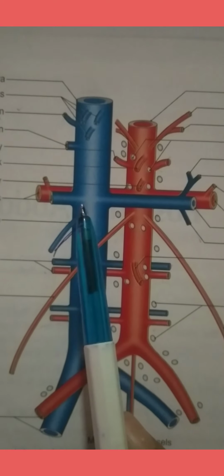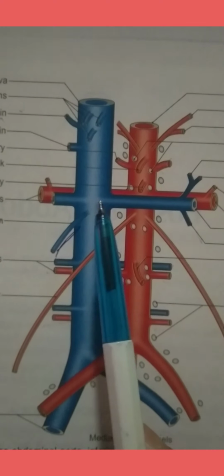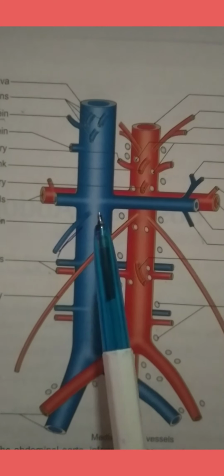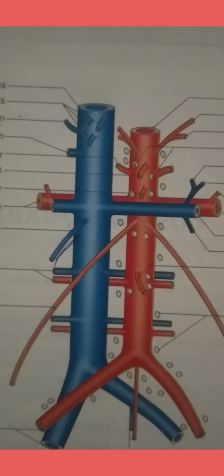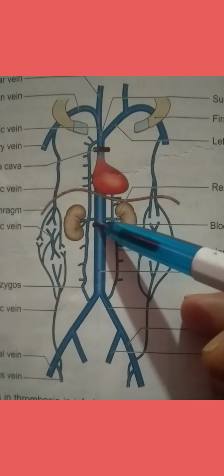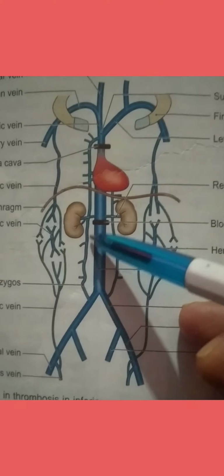Above are the first and the second lumbar veins, on the right side and the left side. The first and the second lumbar veins end in the ascending lumbar veins. And what are the ascending lumbar veins?